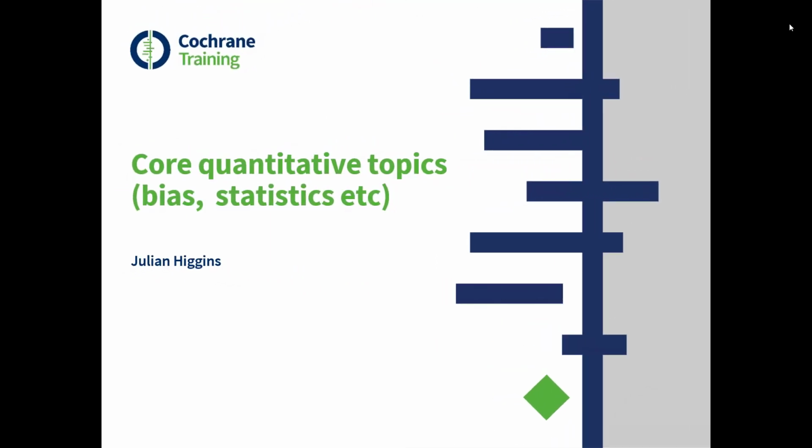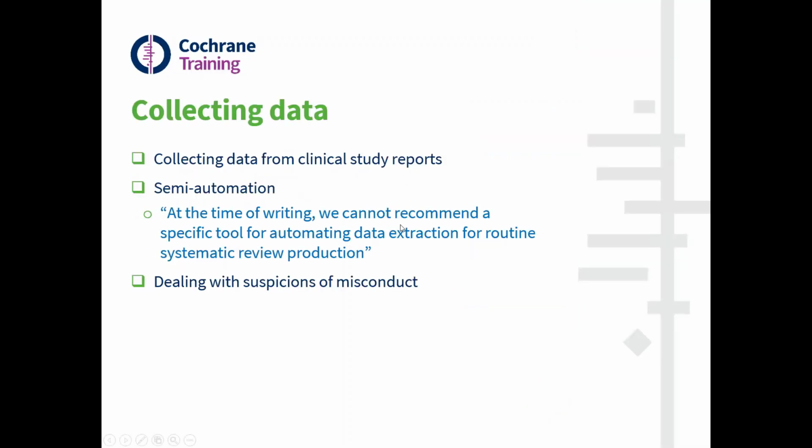A number of the chapters talk about issues around bias, statistics, meta-analysis. So I'll say a few words about what can be found in the handbook in these areas. We have, as James said, a chapter about collecting data, which largely reflects what is in version 5, but there's some new guidance on collecting data from clinical study reports.